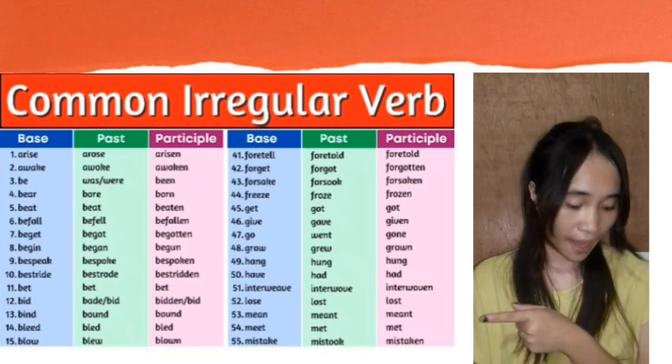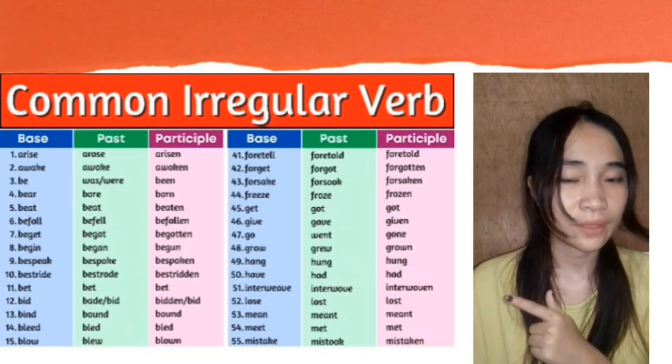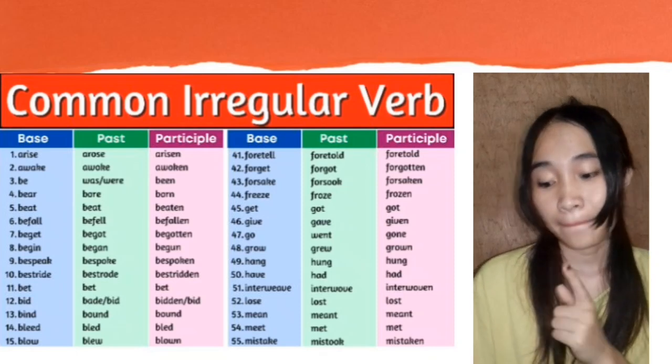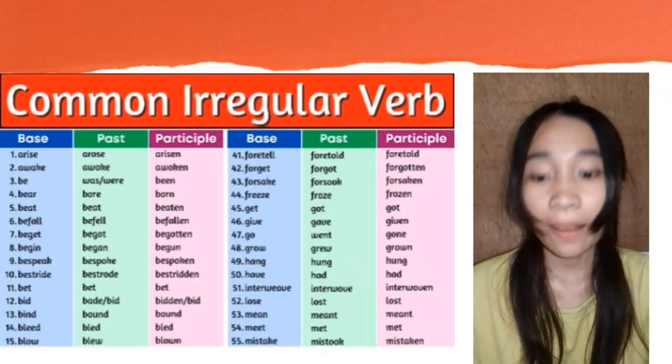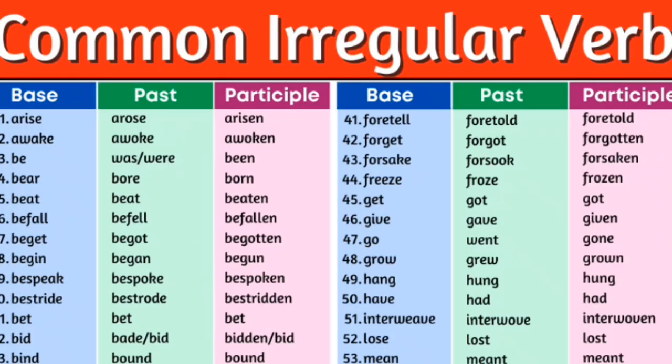So these are some common irregular verbs. As you can see, they are the base form or present, past, or past participle. So this is the clear picture of the list of common irregular verbs.